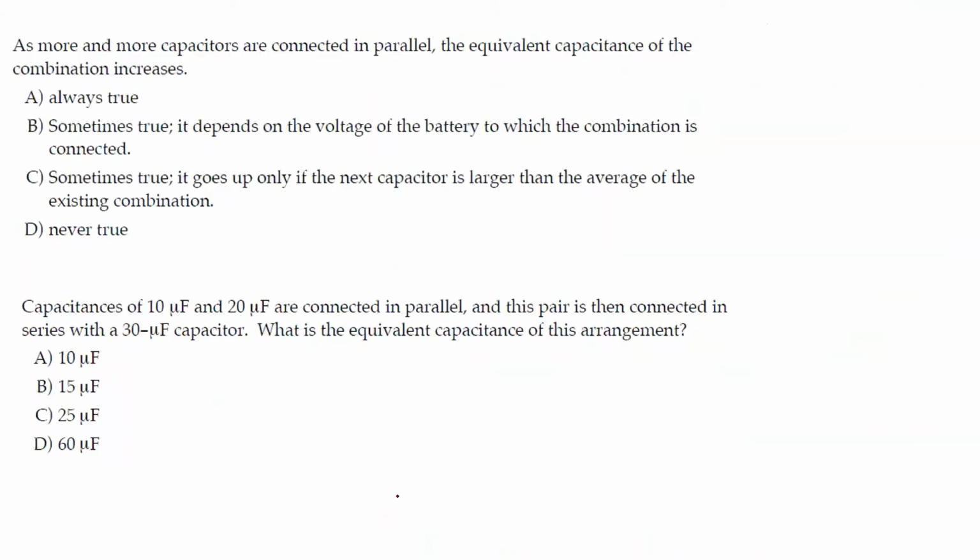Okay, so here I have two problems. Do it and tell me the answer. The first one: as more and more capacitors are connected in parallel, we know the equivalent capacitance is given by the addition, right? When you have more terms, this value is going to increase, right? So it is always going to increase. Always true.